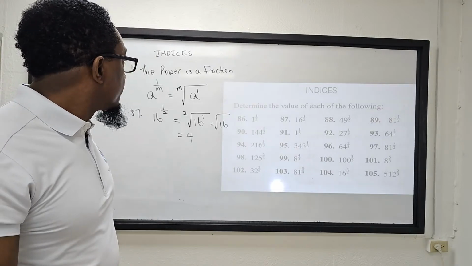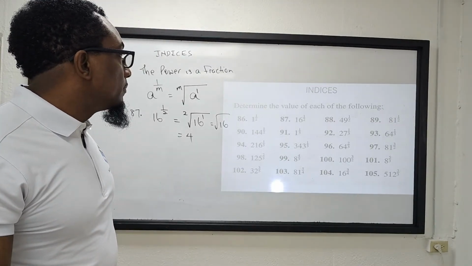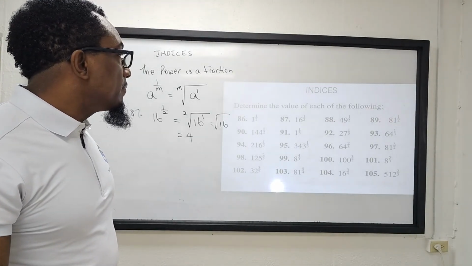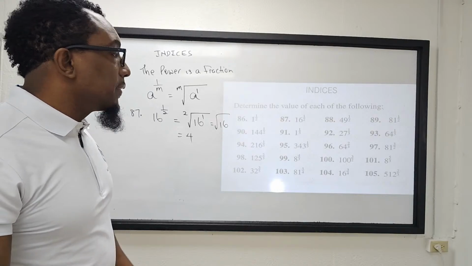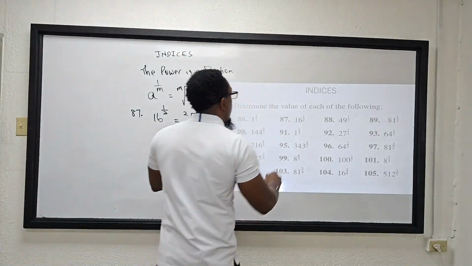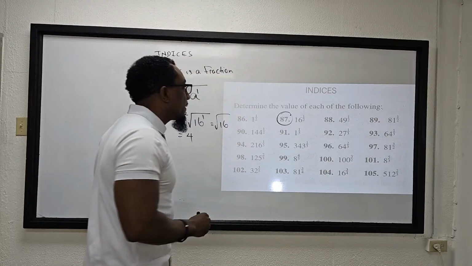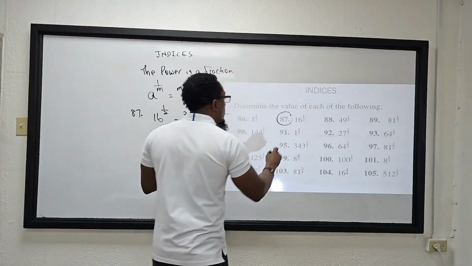If you have, let's go with 95. Alright, I'll circle 87, I'll circle 95.